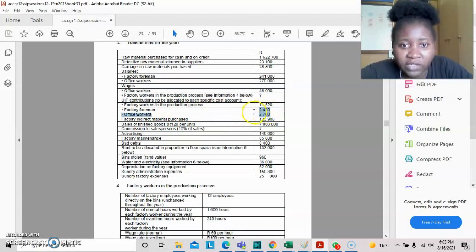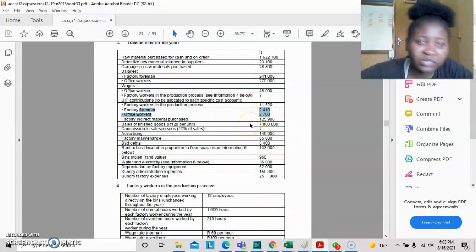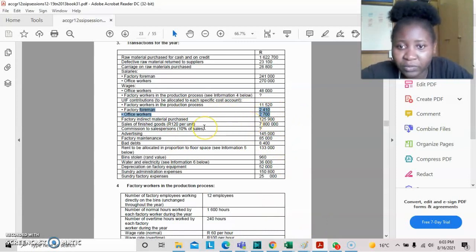Well, we made a mistake here. I don't know if you notice here. The figure for factory foreman is actually 2,410. But anyway, if you're doing it on your side, please correct the figure here. It's going to affect everything, but because I'm recording and I don't have time, I won't be able to do it, so please make sure that you correct it. Okay, so what else do we have?